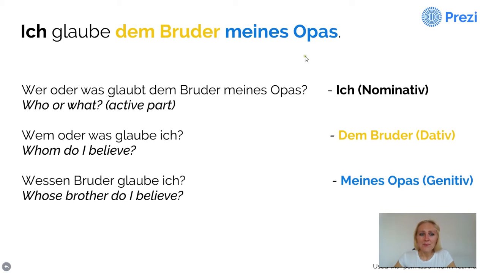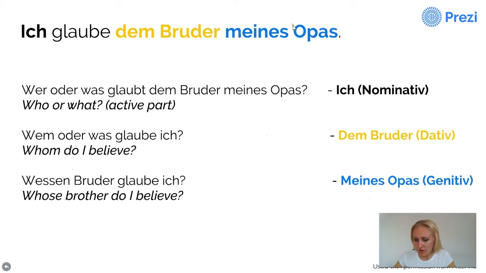So the next case question is wessen Bruder glaube ich? So whose brother do I believe? Now this is the genitive question. Wessen means whose. Whose brother do I believe? And the answer is meines Opas. So it's my grandfather's, right? My grandfather's brother. So meines Opas here, this is the genitive object.